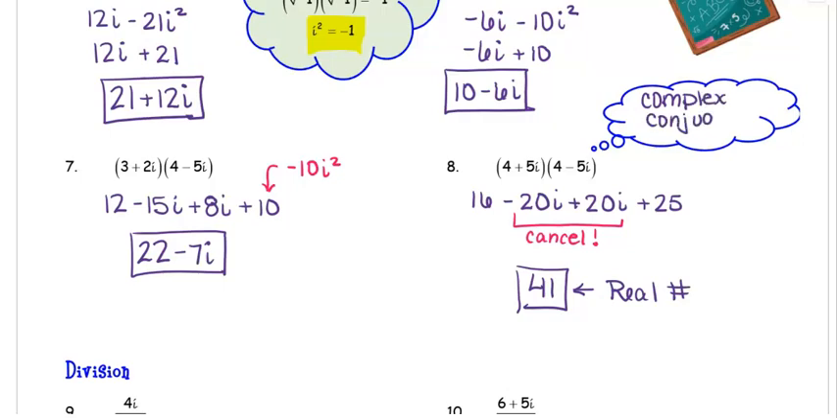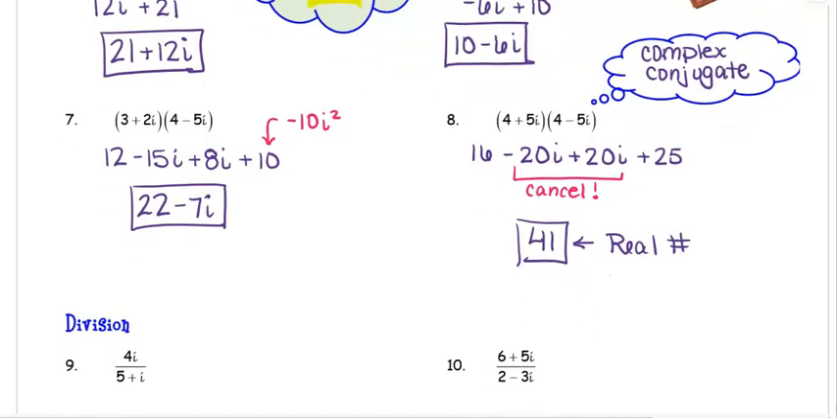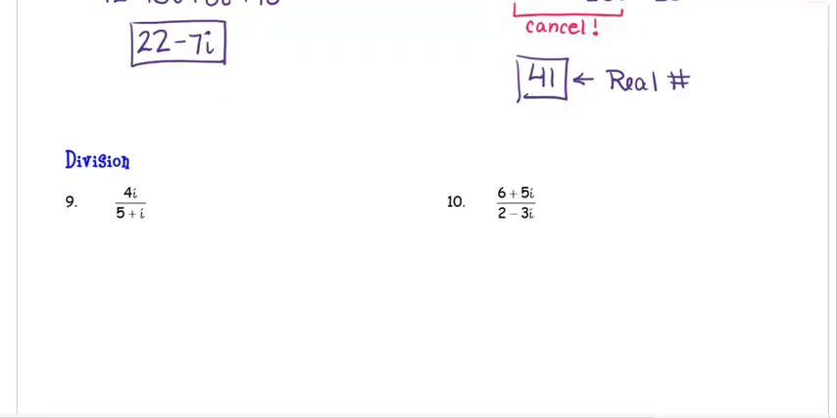Complex conjugates are important to us because they're going to help us get rid of imaginary numbers. They're going to help us get rid of square roots of negative numbers and make it a pure real number. So this becomes helpful to us when we get into division.